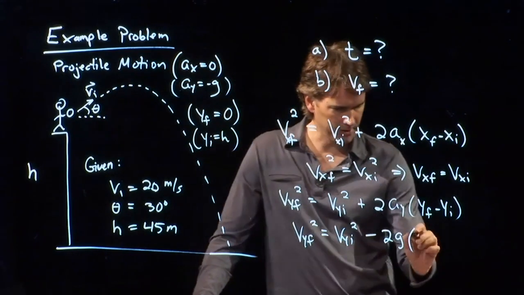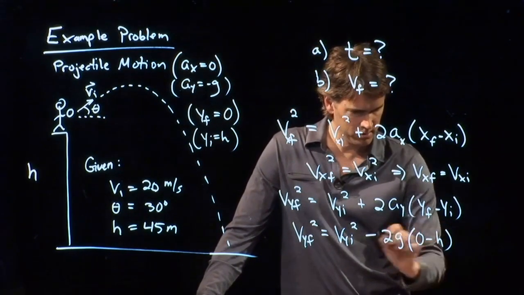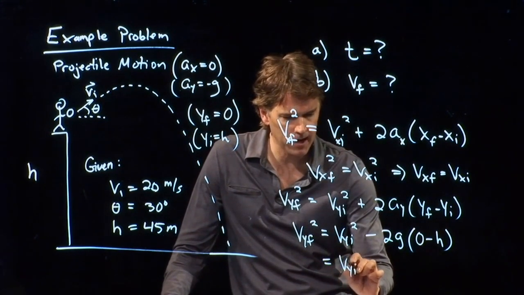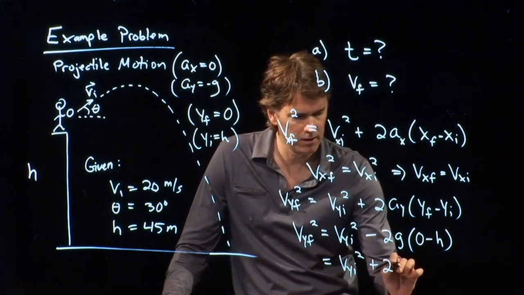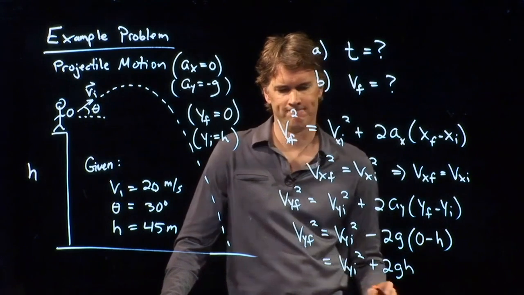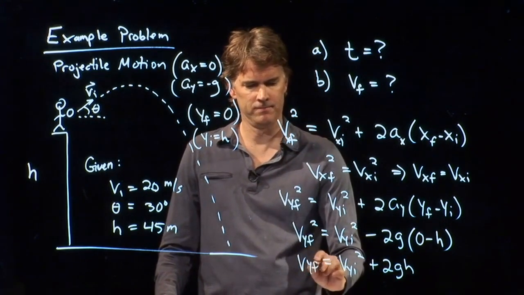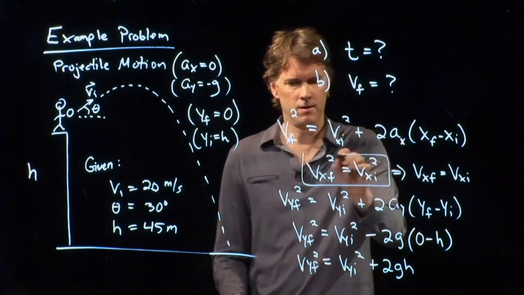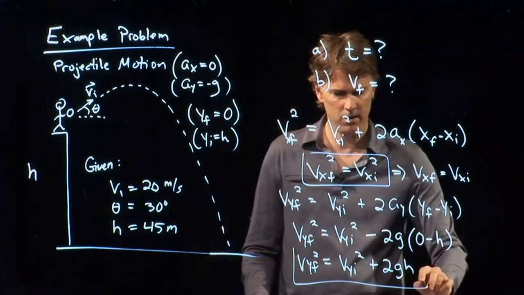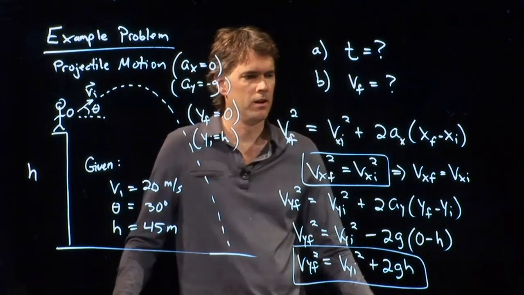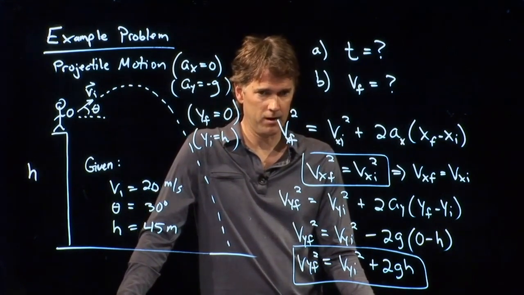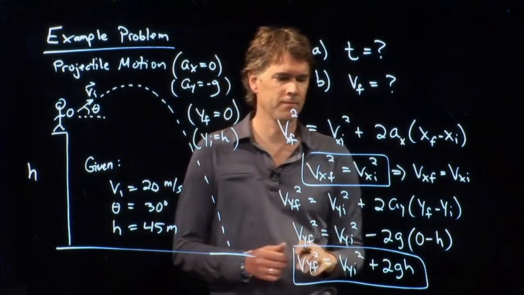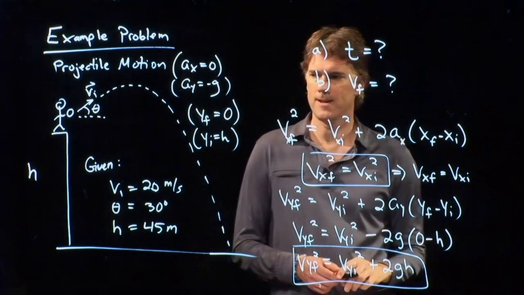And so it looks like we have everything we need here. It's 0 minus h. And so this simplifies a little bit. We have Vyi squared plus 2gh. So look, I have an equation here for Vxf squared. I have an equation there for Vyf squared. What we're interested in is V final. Okay, how do we do that?